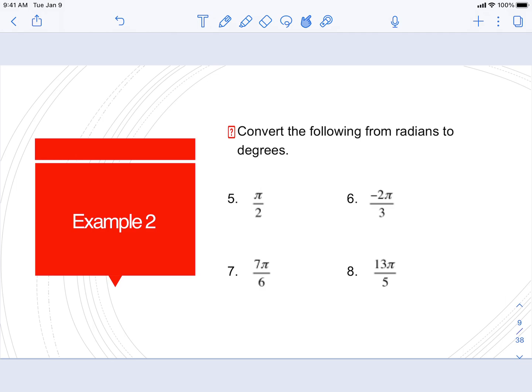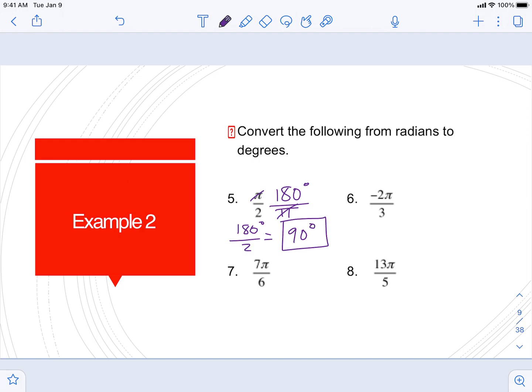When we're going the other direction, from radians to degrees, now I want to cancel out the pi, right? So that means that the pi has to be in the bottom, so pi will cancel out, and this is going to be 180 over 2, which is 90 degrees.